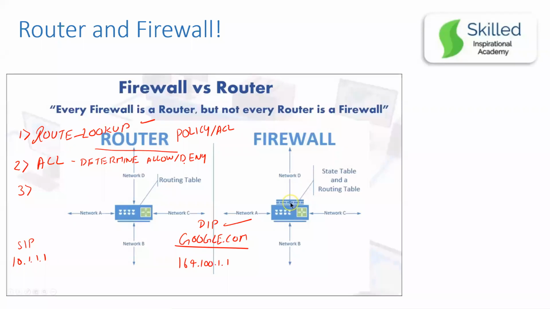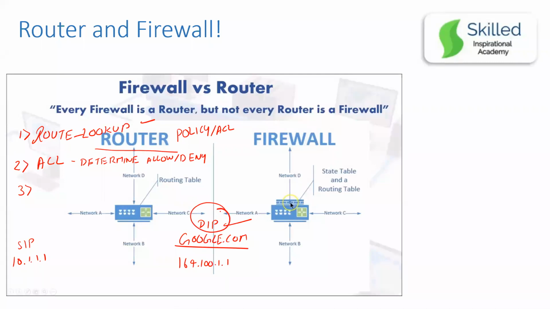See, what we are discussing is that whenever traffic reaches your router, there are certain things the router does before it sends the traffic off. The first thing is a route lookup. Route lookup means I'm going to look into the routing table and find out whether I have a particular route to the destination. Now my destination is google.com.